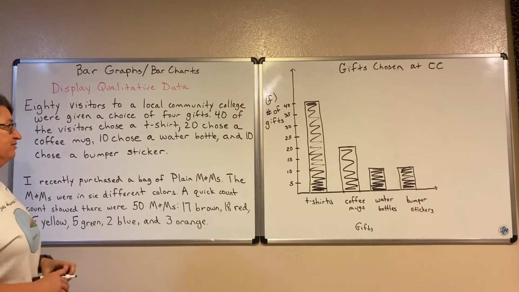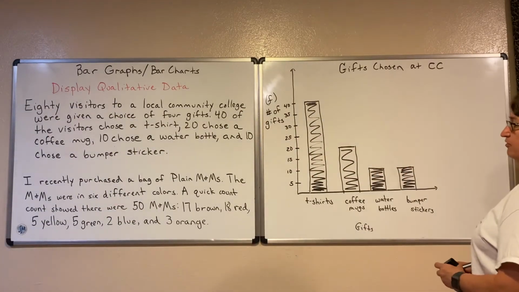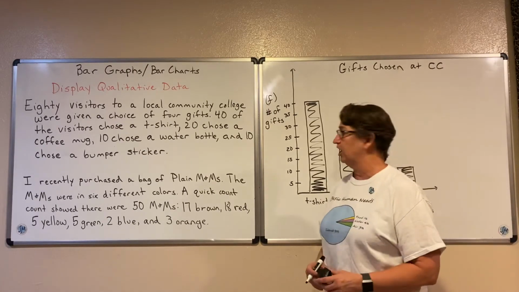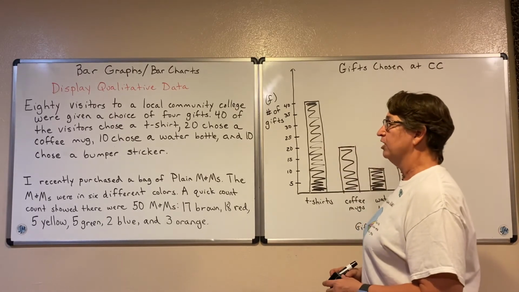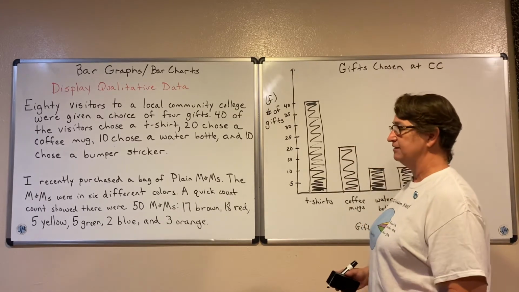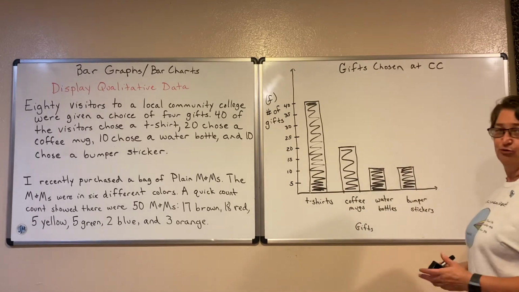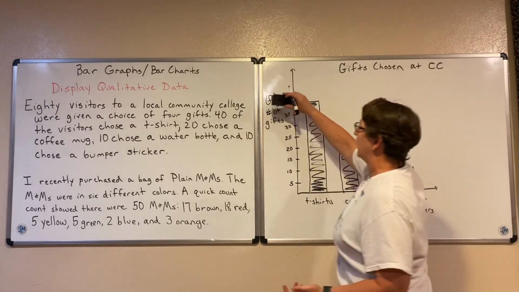Let's do this example. I recently purchased a bag of plain M&Ms. The M&Ms were in 6 different colors. A quick count showed there were 50 M&Ms: 17 brown, 18 red, 5 yellow, 5 green, 2 blue, and 3 orange. So the same idea.